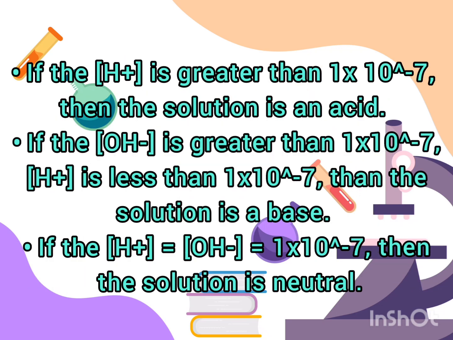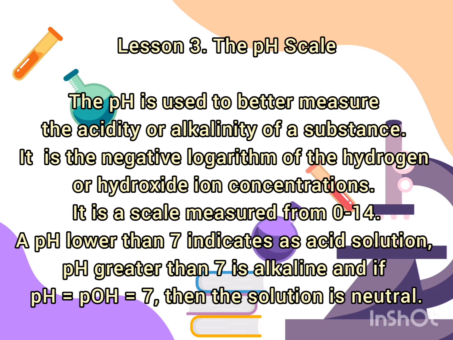If the hydrogen concentration is greater than 1 times 10 to the power of negative 7, then the solution is an acid. If the hydroxide is greater than 1 times 10 to the power of negative 7 and hydrogen is less than 1 times 10 to the power of negative 7, then the solution is a base. If hydrogen is equal to hydroxide, which is equal to 1 times 10 to the power of negative 7, then the solution is neutral.